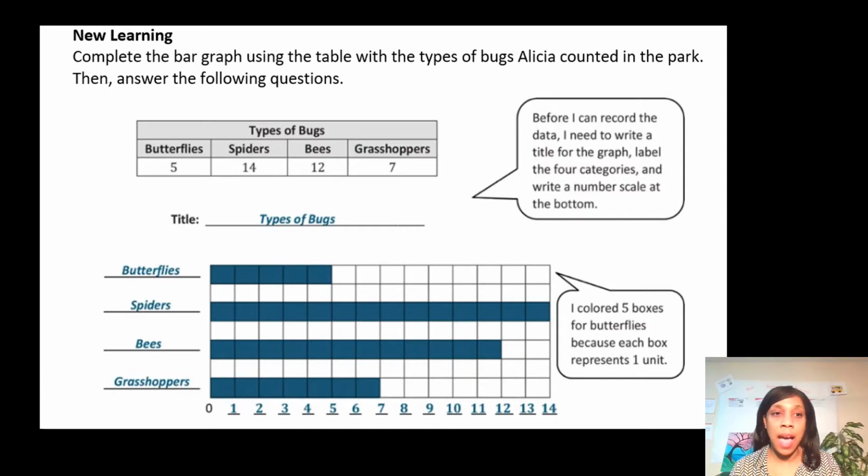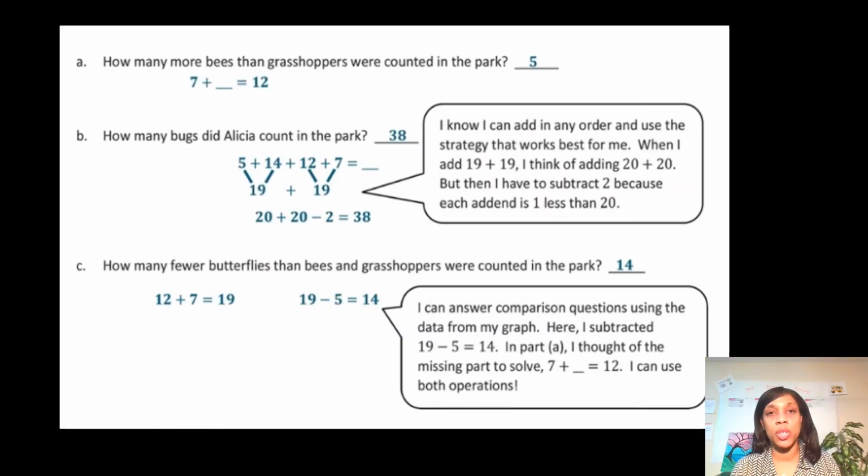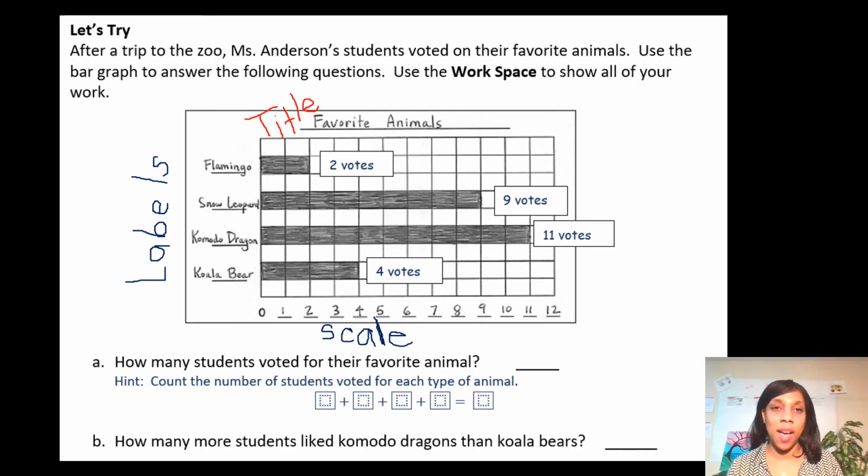Okay, this is our anchor chart for our new learning. We're going to be learning about bar graphs today. We are going to also take some information from our bar graphs and answer some questions. Yesterday we worked with picture graphs. Today we're going to be looking at bar graphs.